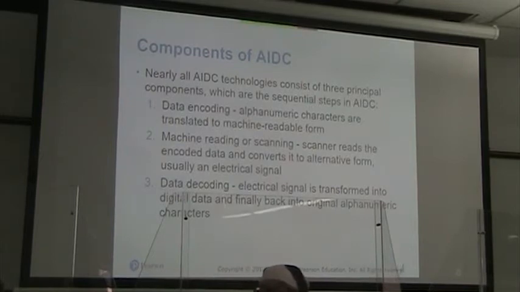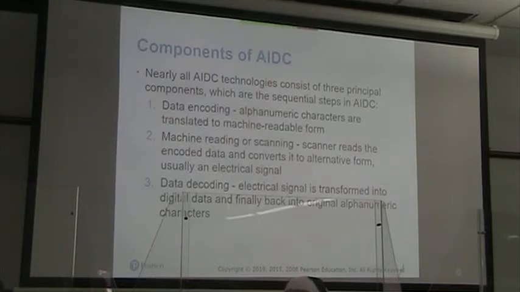All right, so what are the components of an automatic identification and data capture system? Well, nearly all of these technologies use three components which mirror the sequential steps of automatic identification and data capture. First is data encoding. Our alphanumeric characters are translated into a form that can be read by a machine.